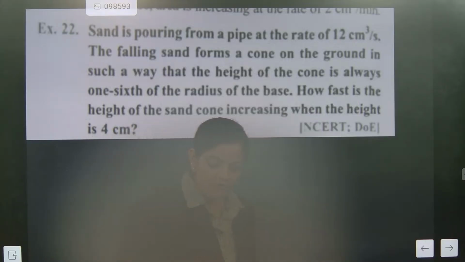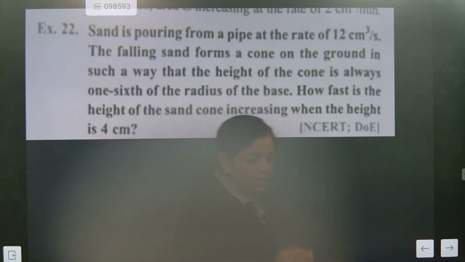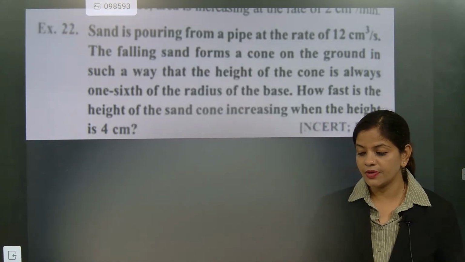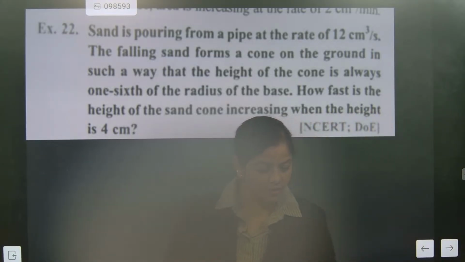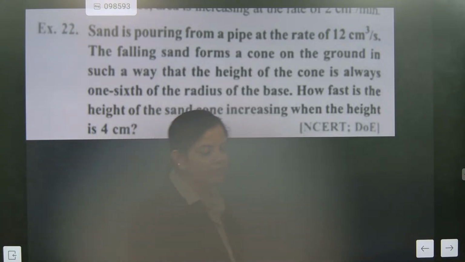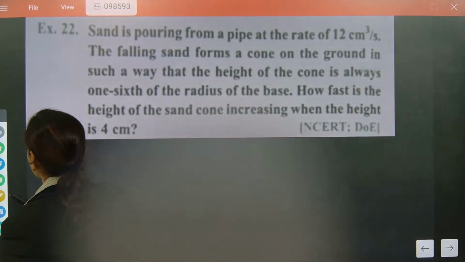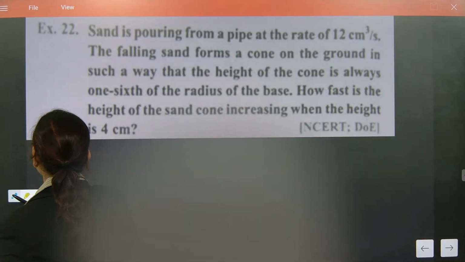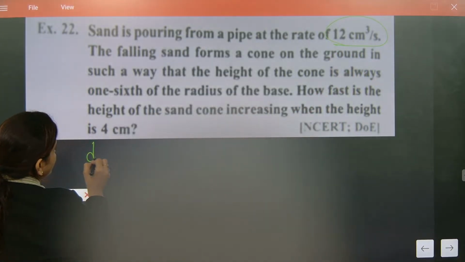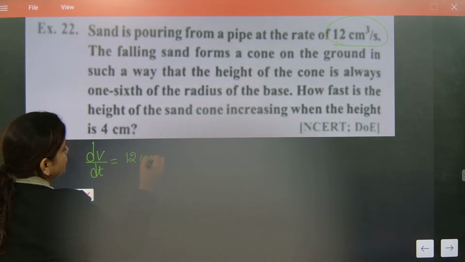Sand is pouring from a pipe at a rate of 12 centimeter cube per second. Now look here, beta. I'll guide you on how you are going to solve this question. The most important part given, which is a road map for you, is 12 centimeter cube per second. So what actually is this? Centimeter cube per second means they are giving the rate of change of volume.